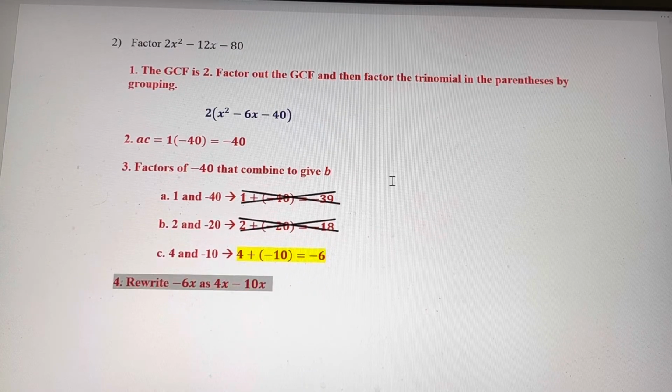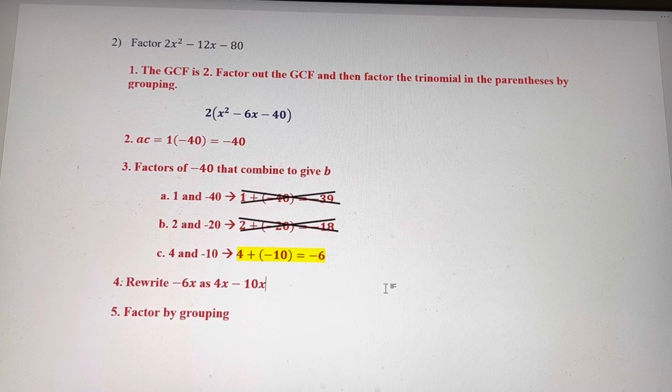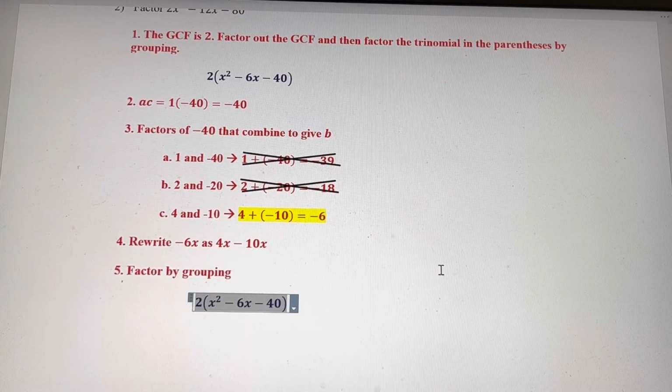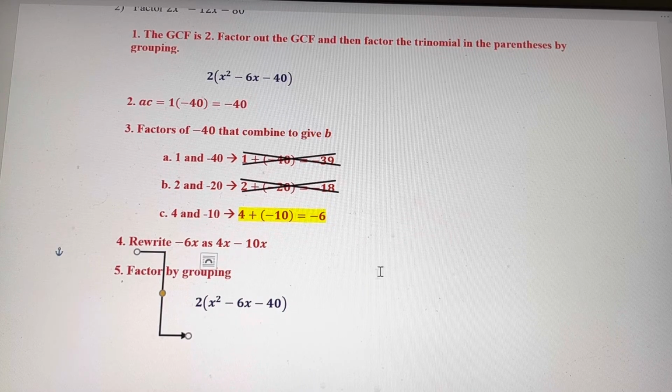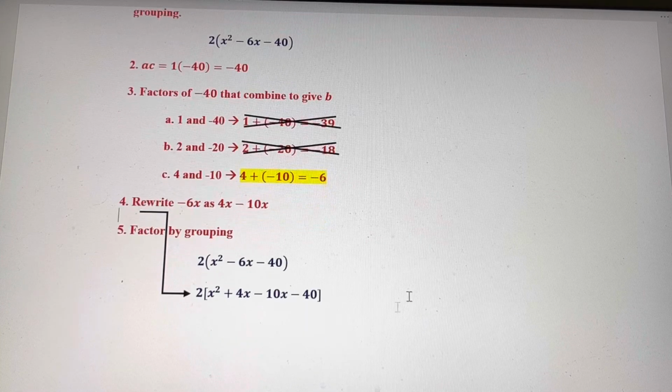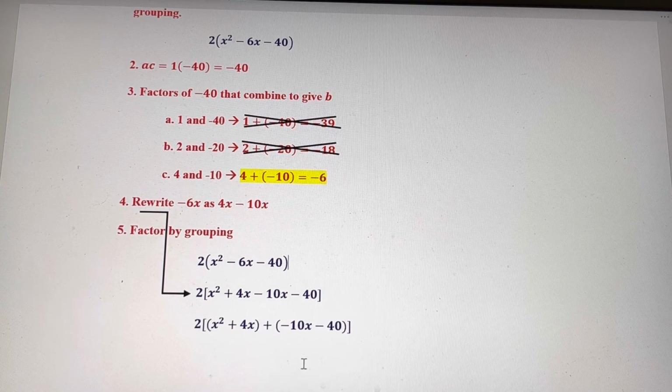All right, so let's move on to step 4. We're going to rewrite negative 6x as 4x minus 10x, and then I'm going to factor by grouping. So again, remember my 2's not gone. My x squared minus 6x minus 40, I'm going to rewrite as x squared plus 4x minus 10x minus 40. So now we're going to group like we always do, these first two terms together and the last two terms together, and I'm going to separate those with a plus sign just to be safe.